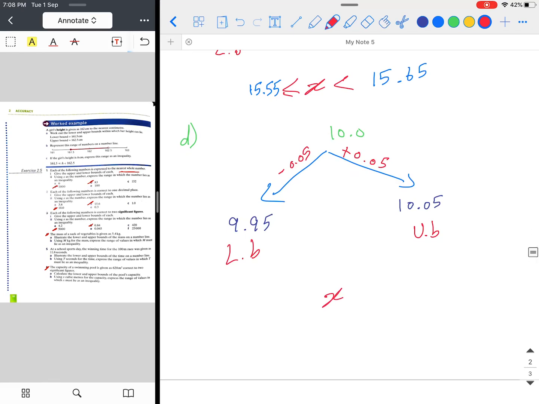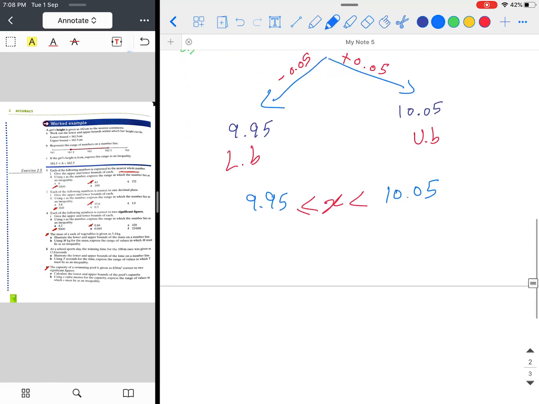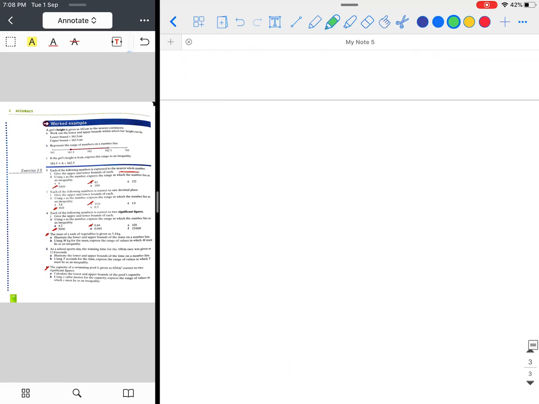To write it as an inequality, x is greater than or equal to 9.95 and smaller than only 10.05. This is letter D. Okay, let's go for exercise number 3.